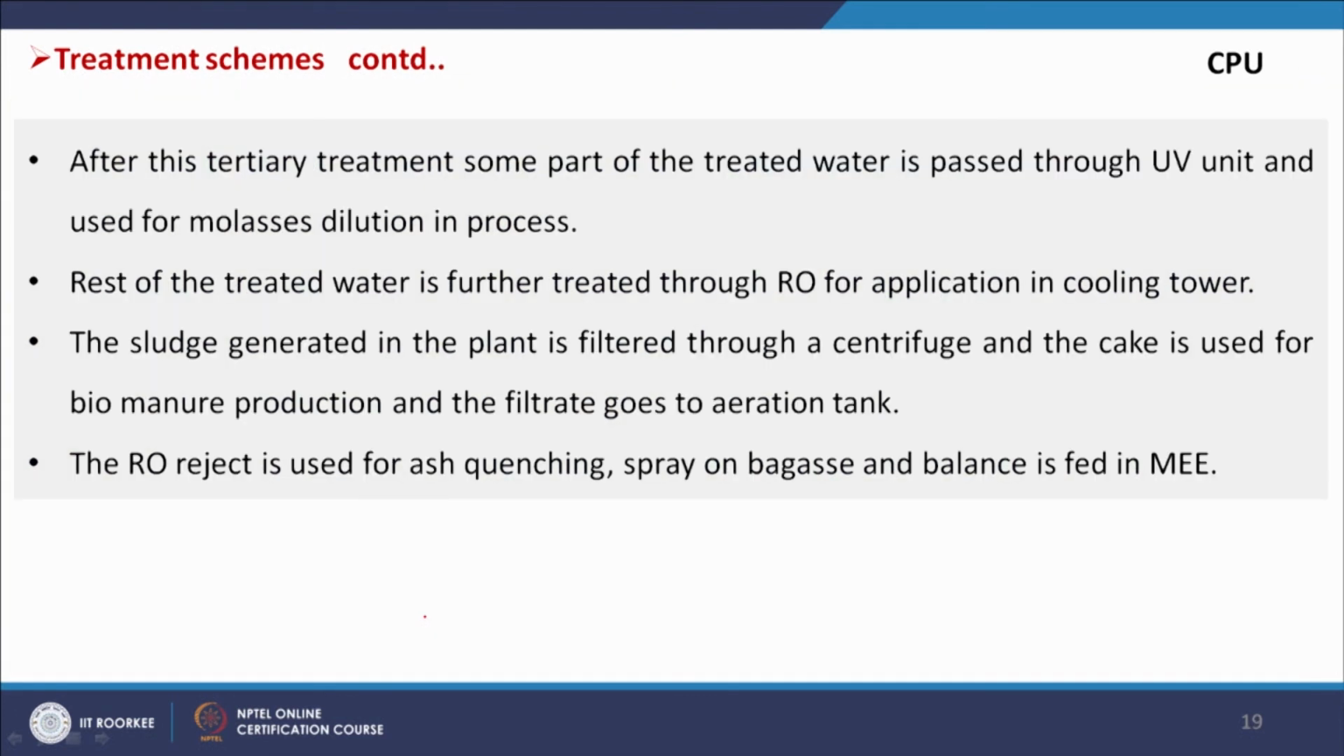After this tertiary treatment, some part of the treated water is passed through the UV unit and used for molasses dilution in process. The rest of the treated water is further treated through RO for application in the cooling tower. The sludge generated in the plant is filtered through a centrifuge, and the cake is used for bio-manure production, and the filtrate goes to the aeration tank. The RO reject is used for ash quenching spray on bagasse, and the balance is fed in ME, multi effect evaporator.